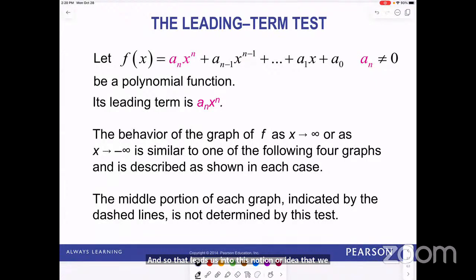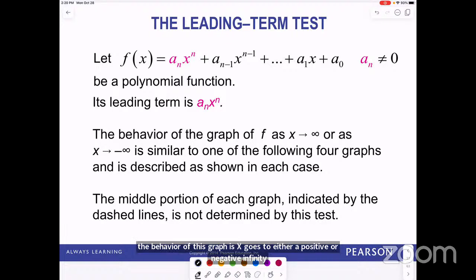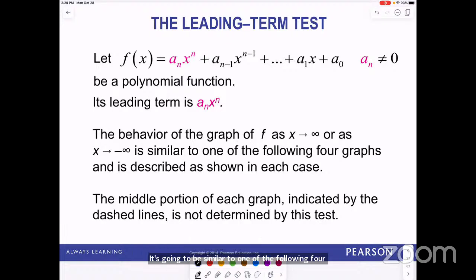So given a polynomial where the leading coefficient is not 0 and the leading term is a_n x to the n, the behavior of this function as x tends to either positive infinity or negative infinity can be shown in a similar fashion like we did for positive infinity. So the behavior of this graph as x goes to either positive or negative infinity is going to be similar to one of the following four graphs, and is described as shown in each case. The middle portion of each graph indicated by dashed lines is not determined by this test.